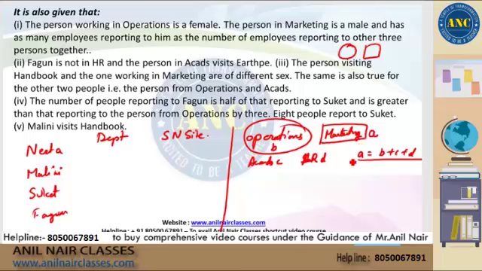Next statement: Fagun is not in HR. That's nice information. Fagun is not in the HR department; someone else is. And the person in ACADS visits Earthly. We do the gender again. Okay, the third clue. So we're going clue by clue, like I always say. I will not be jumping into everything. That's the method we'd like to employ here, going clue by clue to sort out these issues.